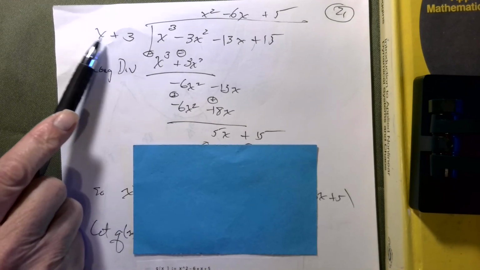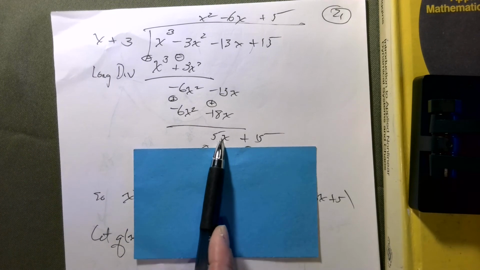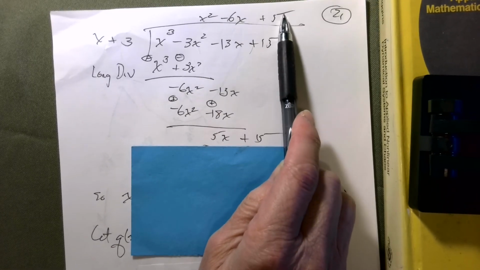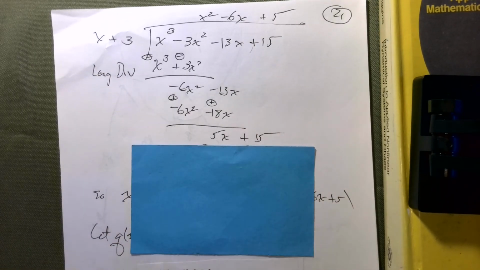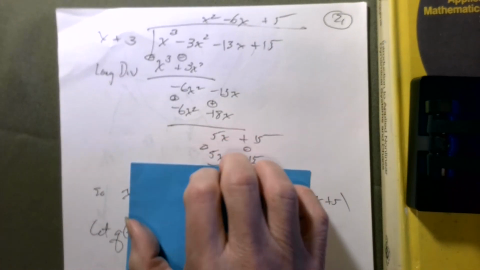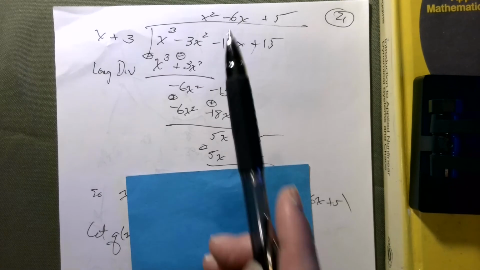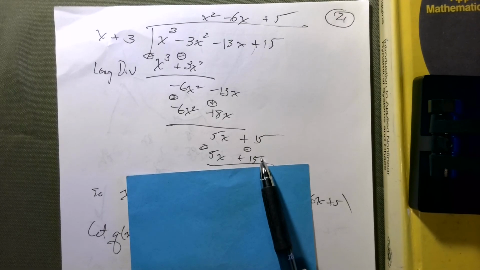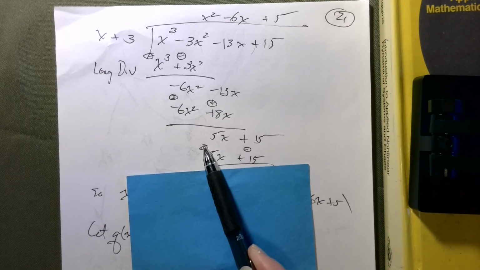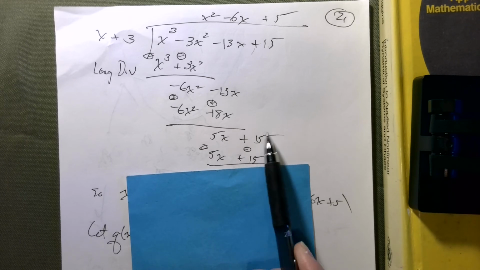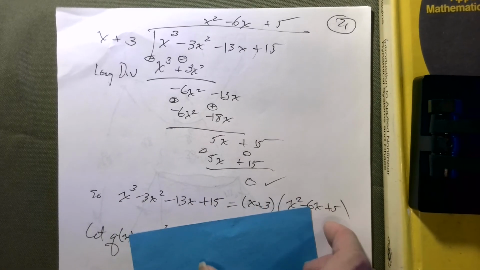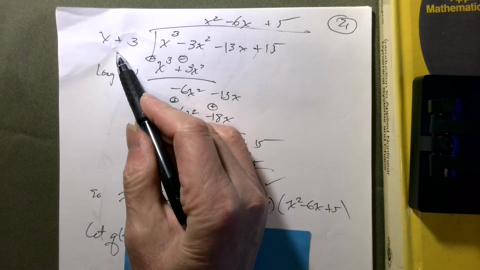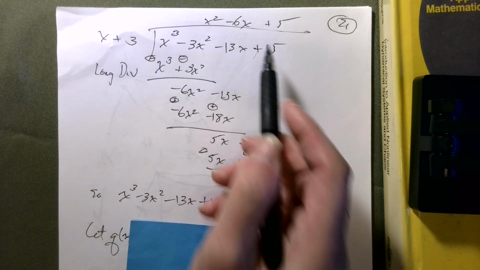So I ask myself the question, what do I have to multiply this guy by to get this? And obviously that's a 5. So I put the 5 up in the constant column. And then we go 5 times both of those. So I take 5 times x, I get a 5x. I take 5 times 3, which is 15. And then I subtract. This was originally positive, it becomes negative. This was positive, becomes negative. And notice everything cancels. And that tells me that this times this is this with a remainder of 0.